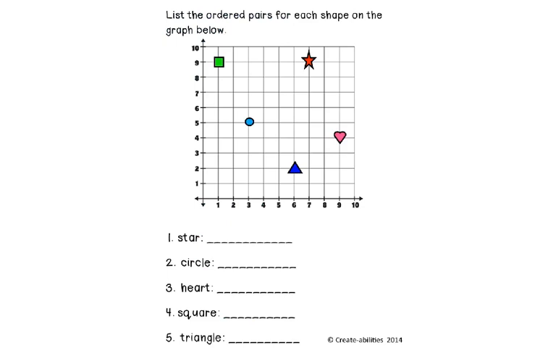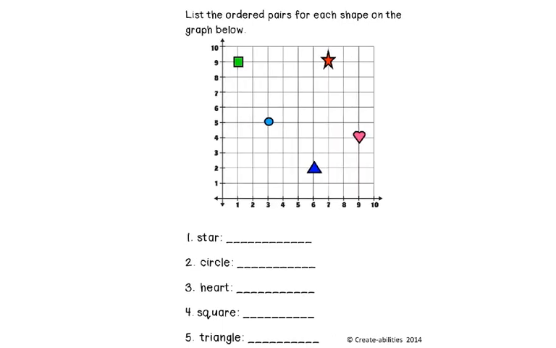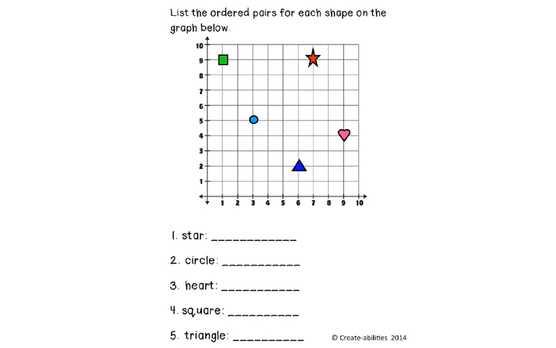Now in my next example, they already have some shapes listed here, I need to find the coordinates, or what we call the ordered pair, for each shape on the graph below. So for example, I'm going to first look at the number 1, which is the star. That star is right up here. So what they're basically asking me to do is to find that ordered pair, meaning I have to find the x coordinate and then the y coordinate.